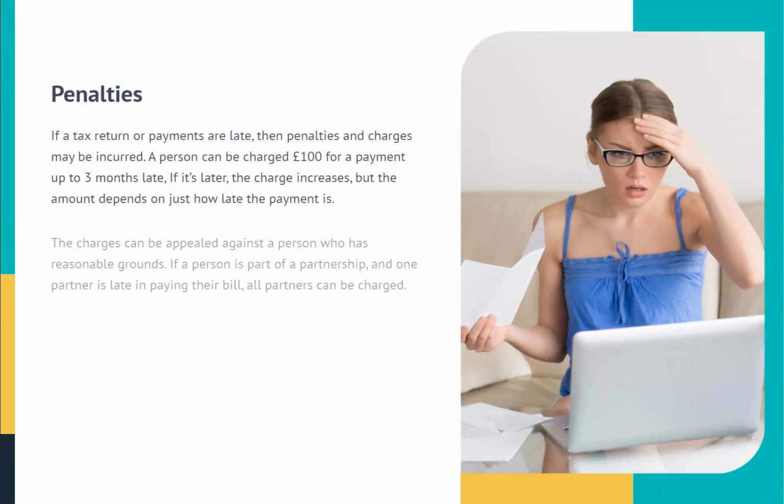Penalties. If a tax return or payments are late, then penalties and charges may be incurred. A person can be charged £100 for a payment up to 3 months late. If it's later, the charge increases, but the amount depends on just how late the payment is. The charges can be appealed against if a person has reasonable grounds. If a person is part of a partnership and one partner is late in paying their bill, all partners can be charged.